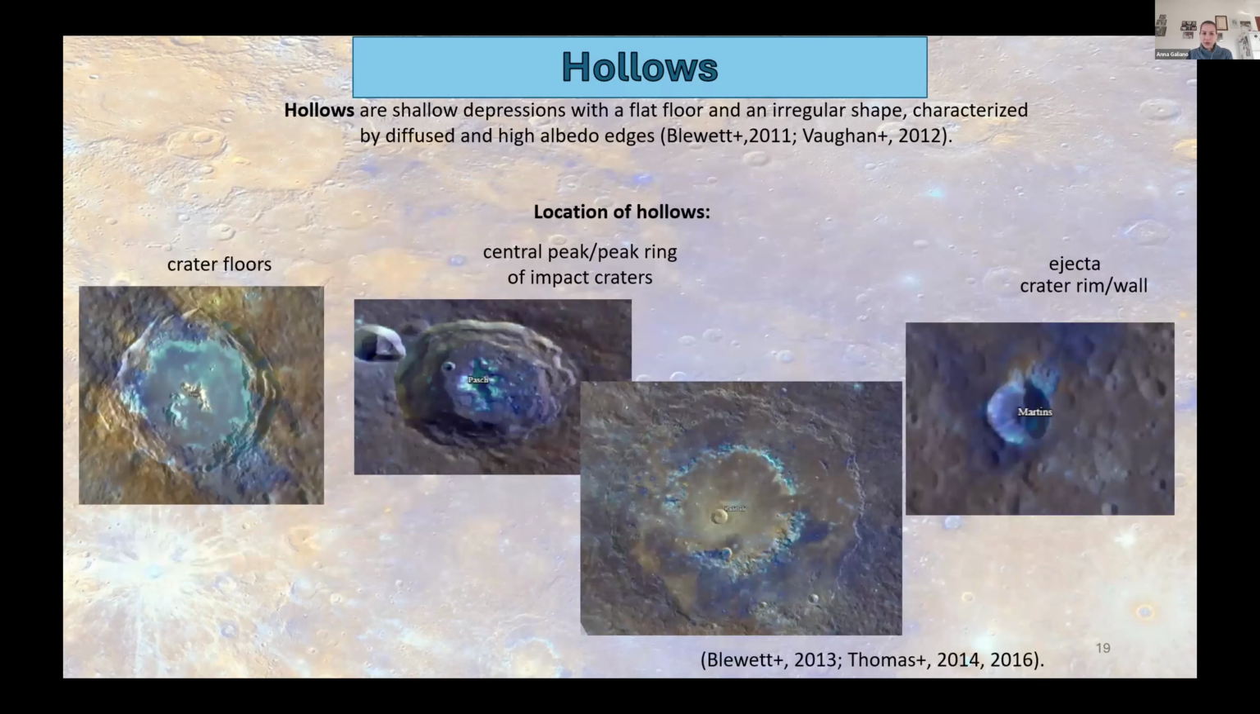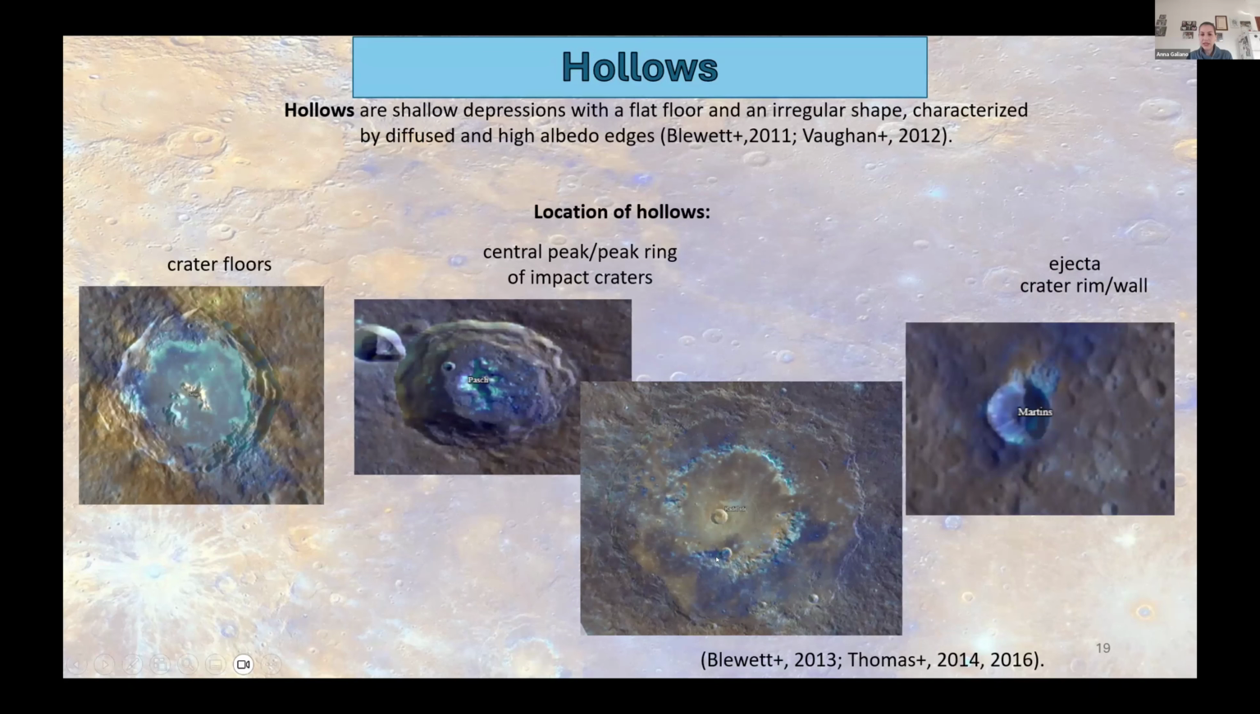Where can we find the hollows? They can be found on crater floors, characterized by these cyans. The hollows are characterized by these cyan colors in the enhanced color map. And so you can observe these on the crater floors, but also on the central peak of impact craters. And you can observe that the hollows are related to the low reflectance material inside the central peak, and also on the peak ring of impact craters.